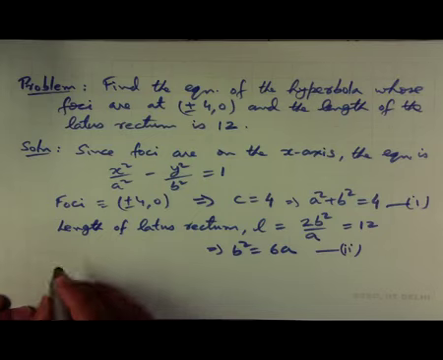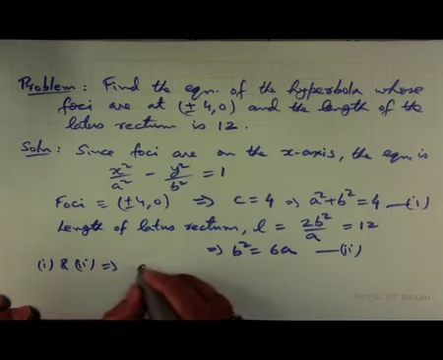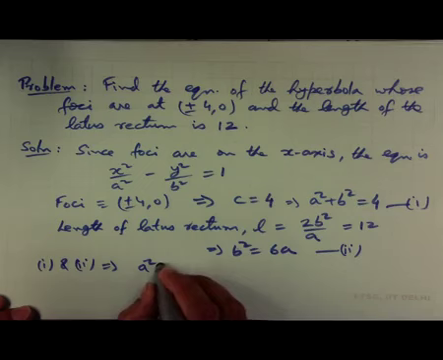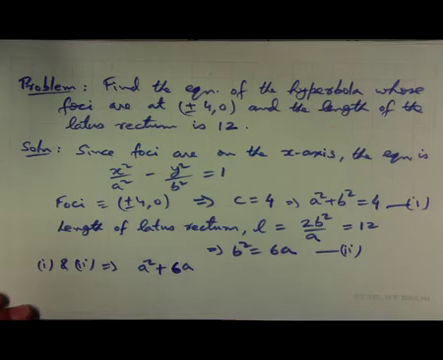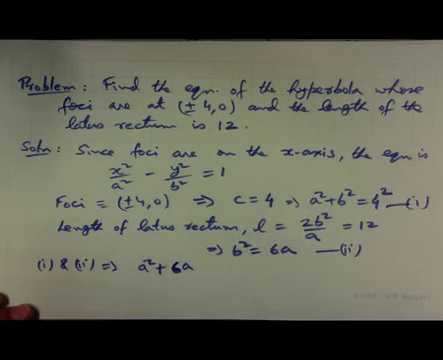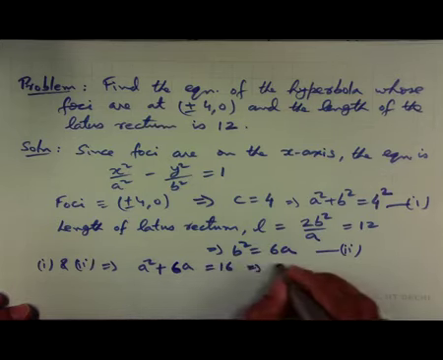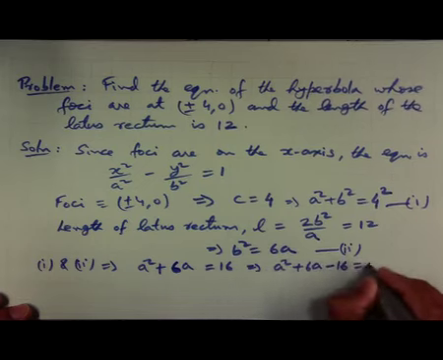Putting this in equation 1, we get a square plus 6a equal to... this is a square plus b square is c square, equal to 4 square. So, therefore, this is equal to 16, and this implies a square plus 6a minus 16 equal to 0.